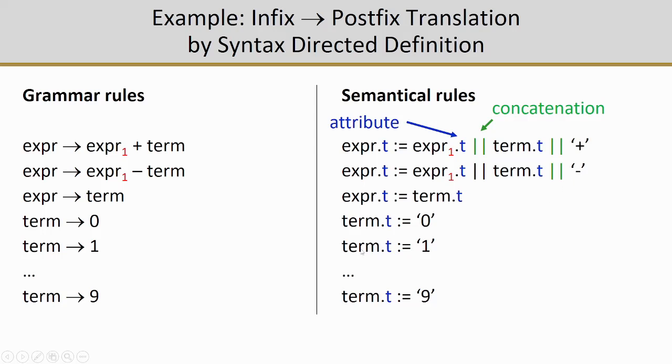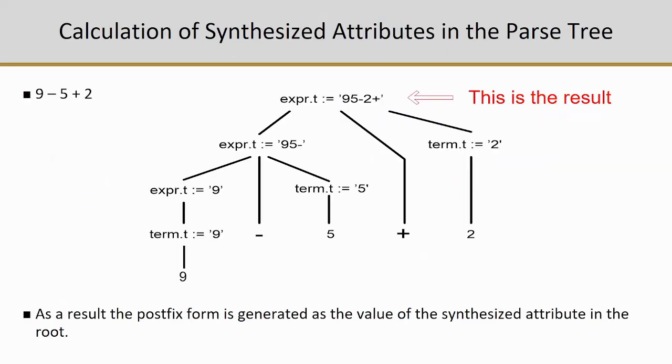But we cannot generate strings only, so we cannot do string manipulations only, but we can calculate numeric values as well. Here we have the string conversion, so we have the parse tree with the symbols, actually the tokens, for representing the 9 minus 5 plus 2 sequence of numbers and operators.